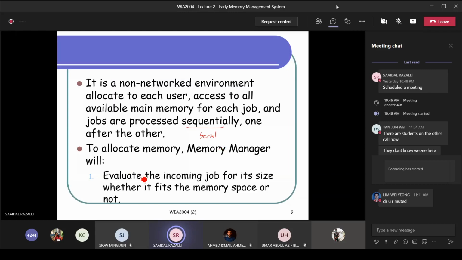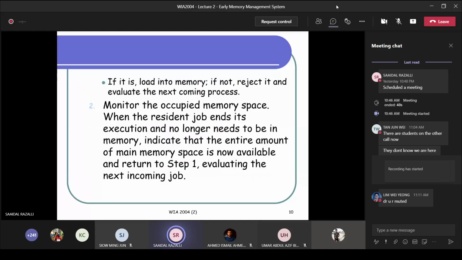To allocate memory, the memory manager will evaluate the incoming job for its size, whether it fits the memory space or not. So this is a very simple algorithm. If it fits, load it into memory. If not, reject it and evaluate the next incoming process. So monitor the occupied memory space. When the resident job ends its execution, it no longer needs to be in memory. Indicate that the entire amount of memory space is now available and return to step 1, evaluating the next incoming job.